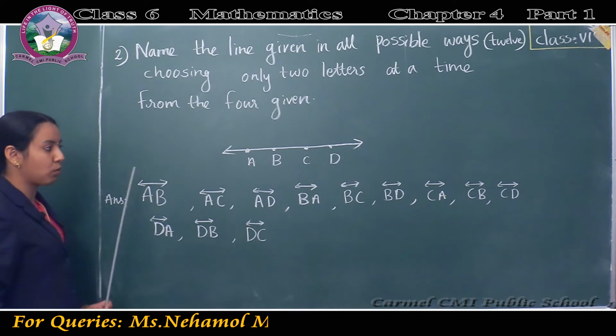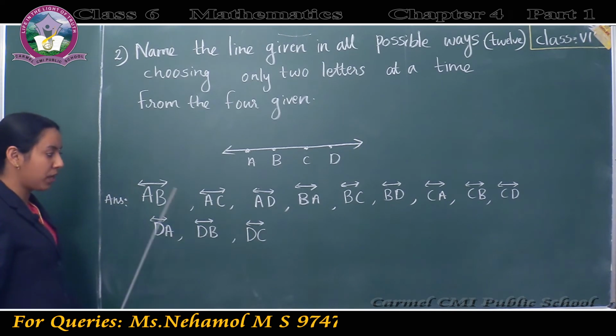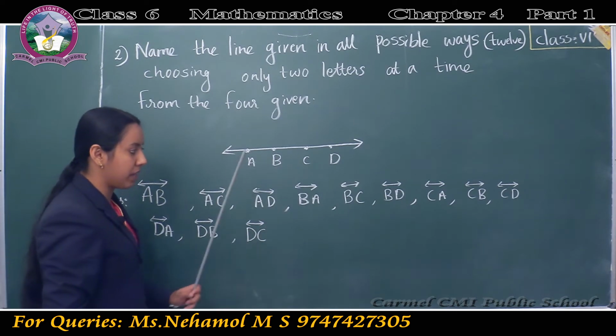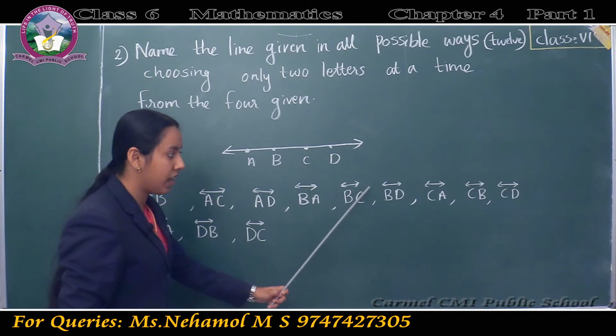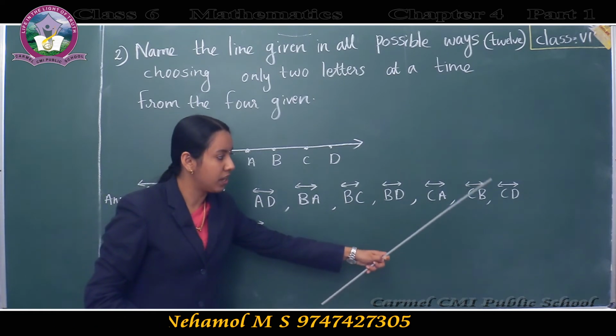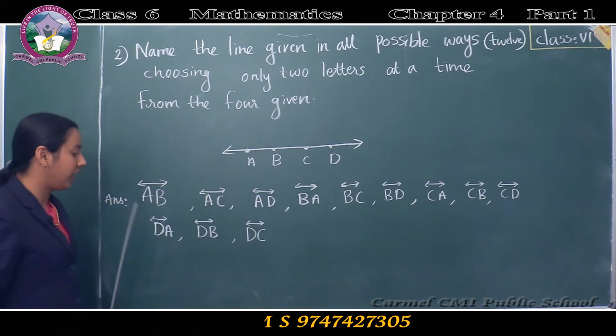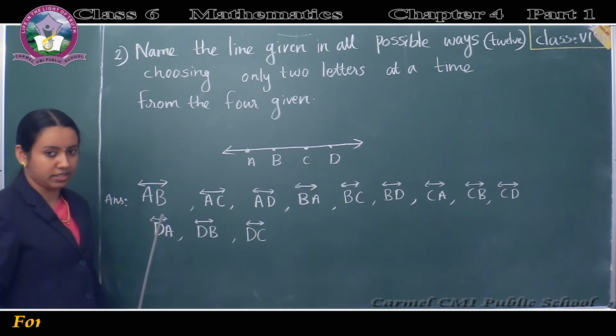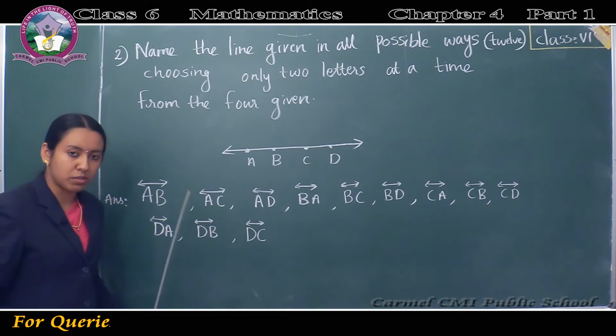So which are the possible ways? Line AB, line AC, line AD, line BA, line BC, line BD, line CA, line CB, line CD, line DA, line DB and line DC. These are the possible ways.